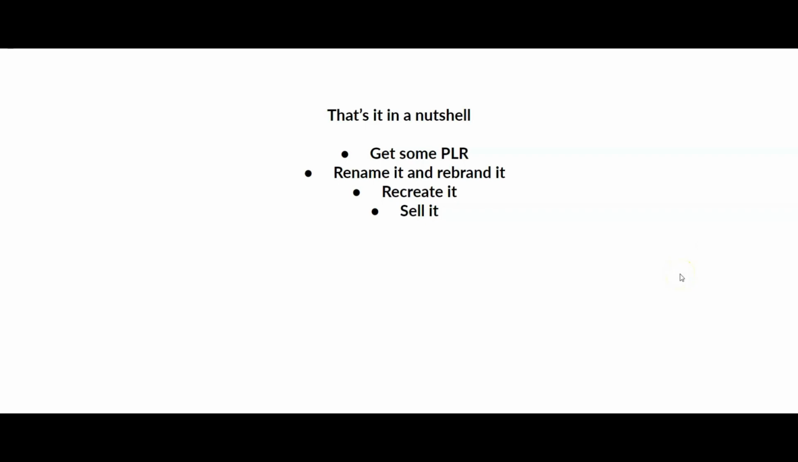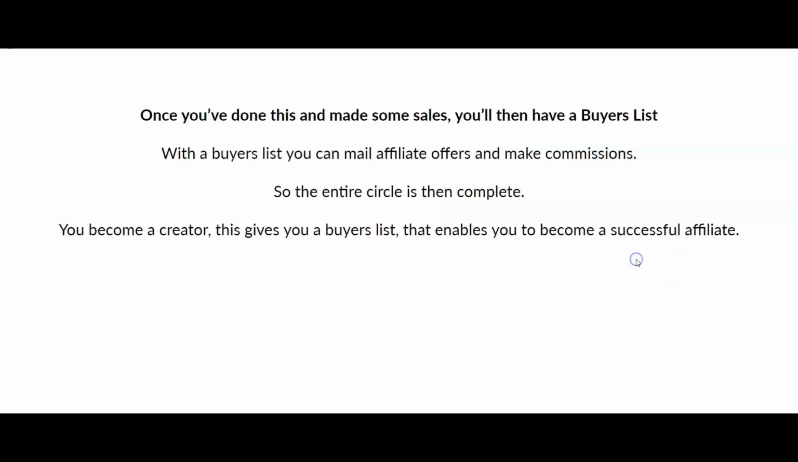So that's it in a nutshell. You get some PLR, you rename it and rebrand it, you recreate it, and you sell it. And that is how I've been able to do what I've done so far in such a short period of time. Because once you've done this and you've made some sales, you then have a buyer's list. With a buyer's list, you can mail affiliate offers and make commissions, so the entire circle is then complete. You become a creator. This gives you a buyer's list. That enables you to become a successful affiliate.